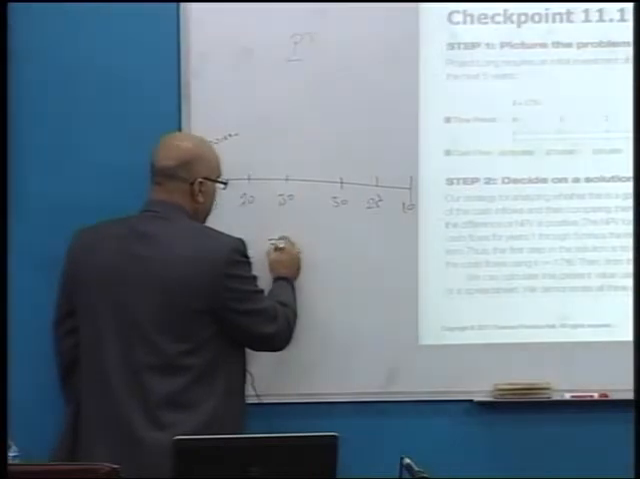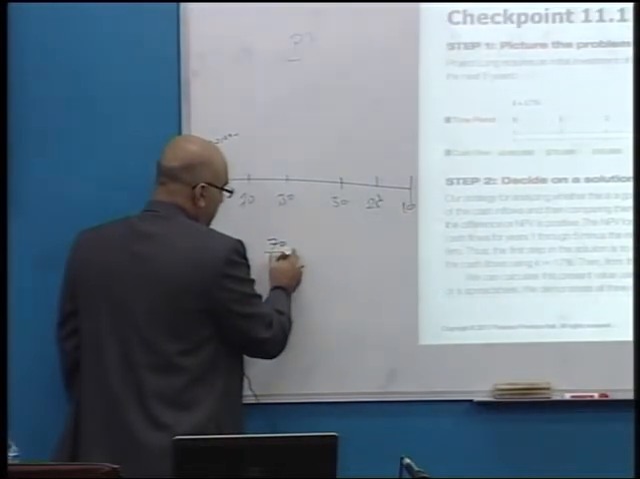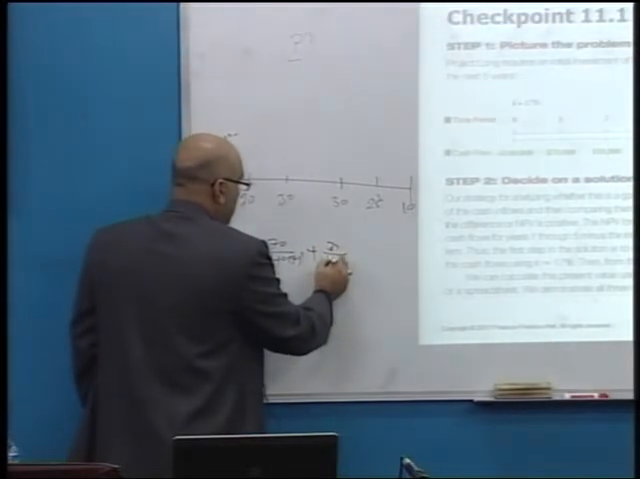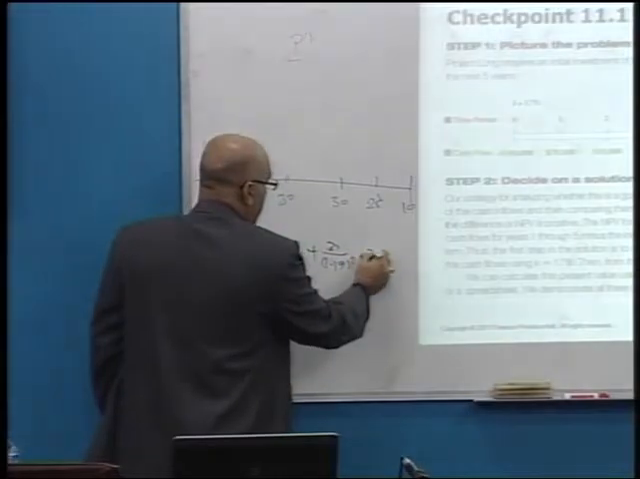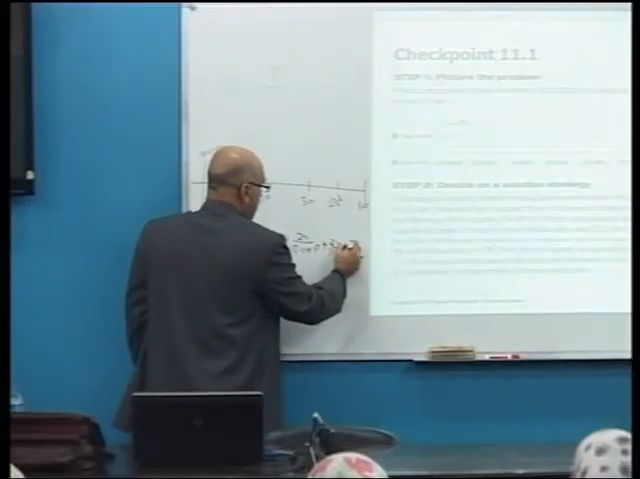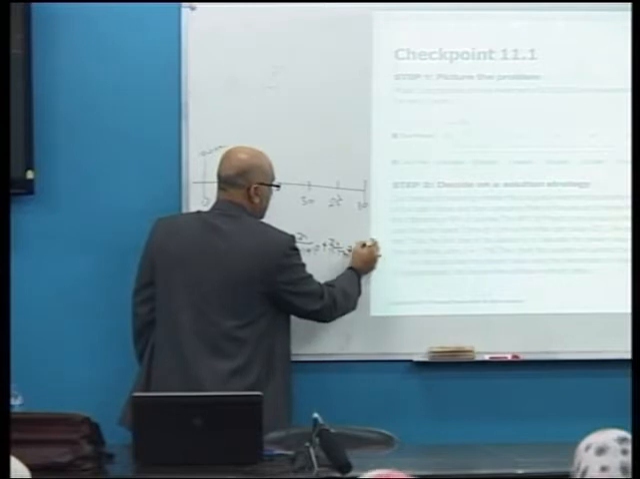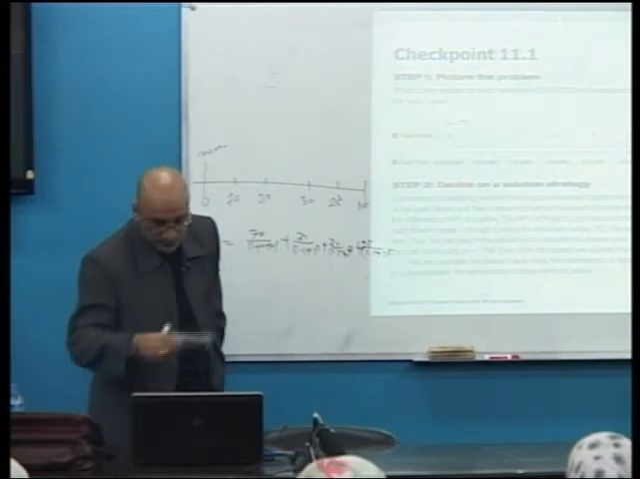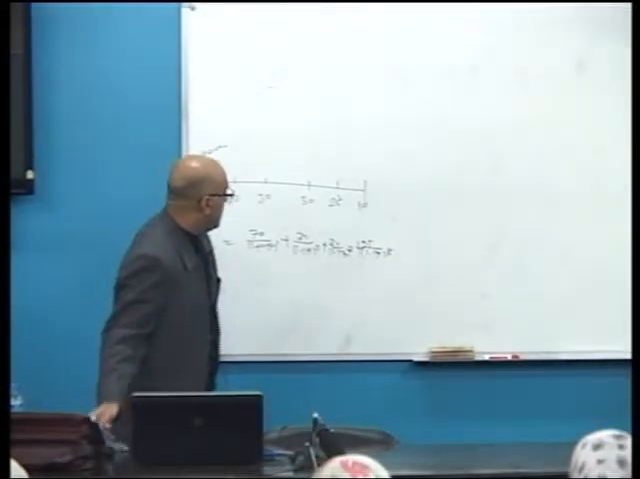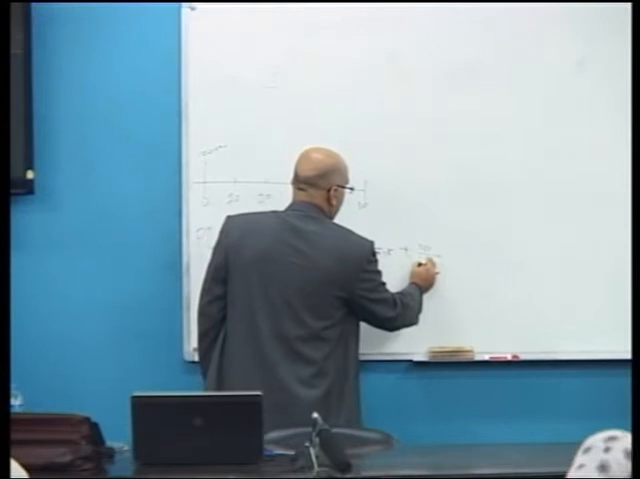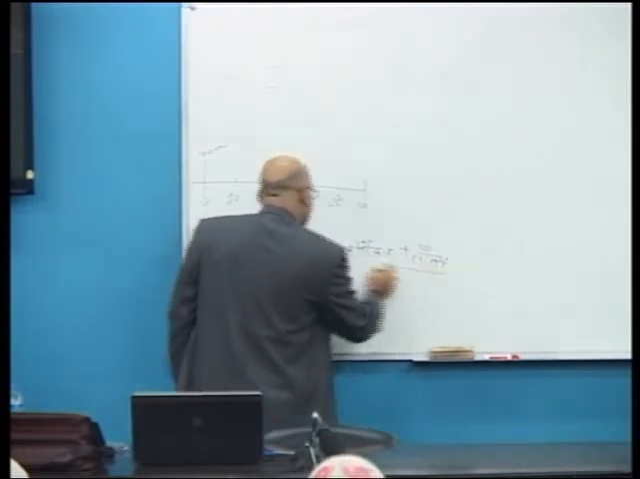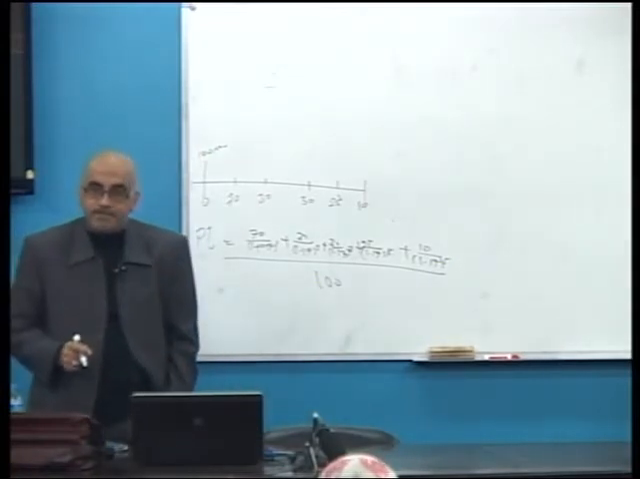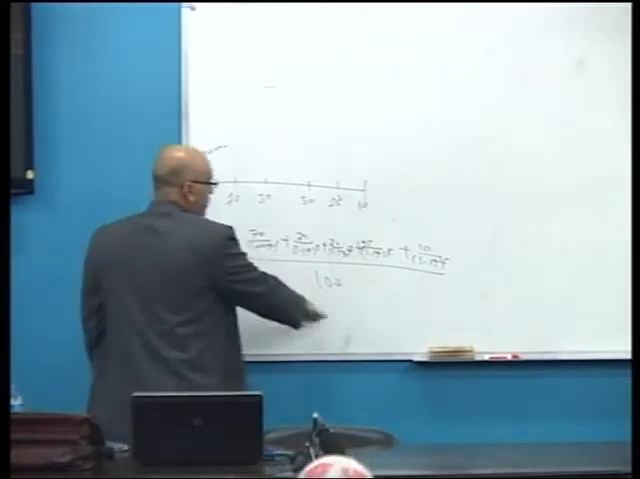So very simple: 70 divided by 1 plus 0.17, the discount rate, raised to the power 1, plus 30 over 1.17 raised to the power 2, plus 30 over 1.17 raised to the power 3, plus 25 over 1.17 raised to the power 4, plus 10 over 1.17 raised to the power 5, divided by $100,000. Okay? Just divided by $100,000.